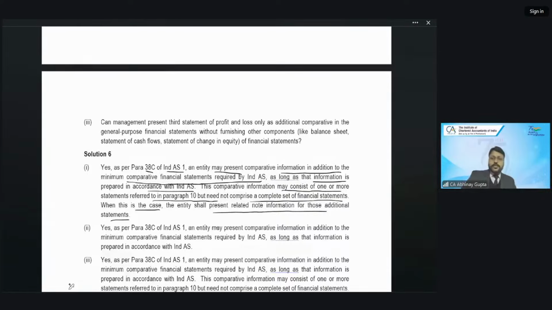Right? So there is no prohibition by the standard which restricts you from presenting the third balance sheet or the third P&L or the third column for the cash flow, right? You can go ahead and present, provided you are complying with the Ind AS requirements for whatever you are presenting. Clear?